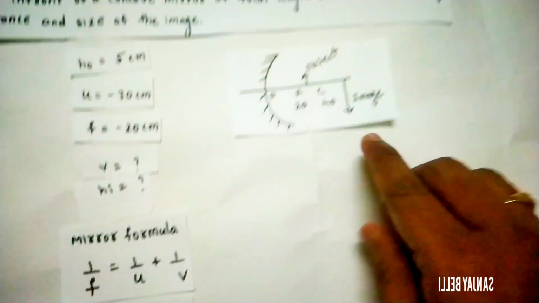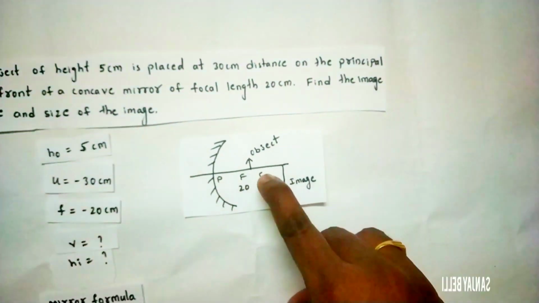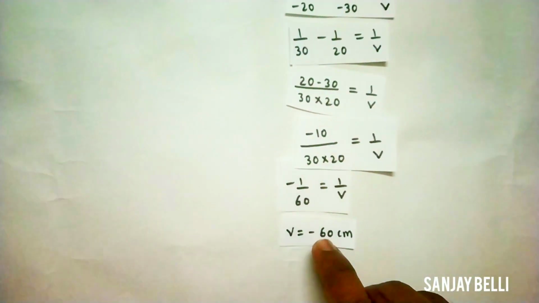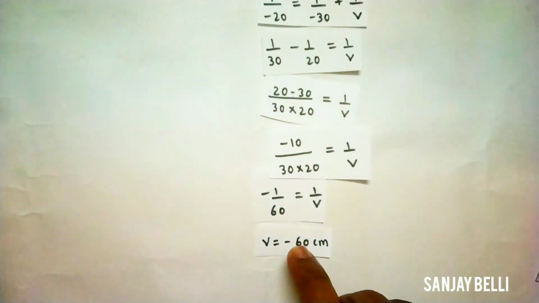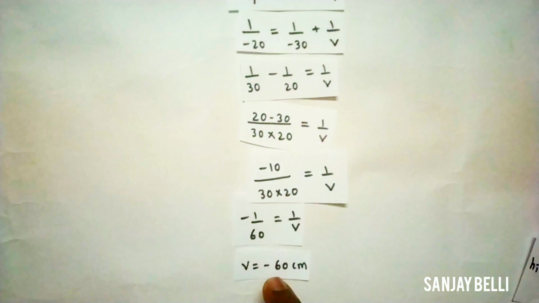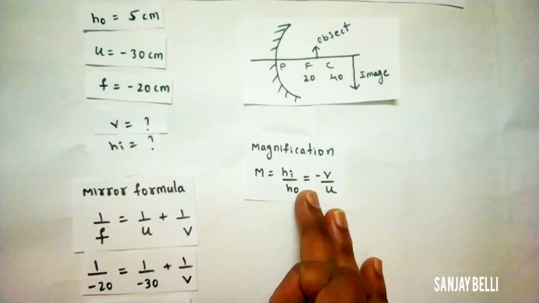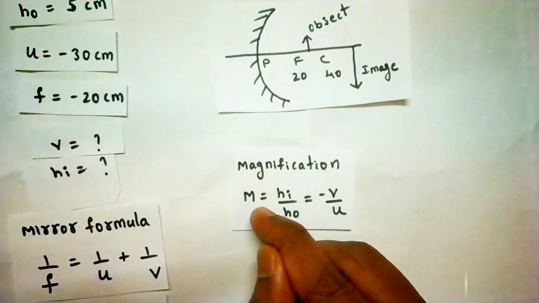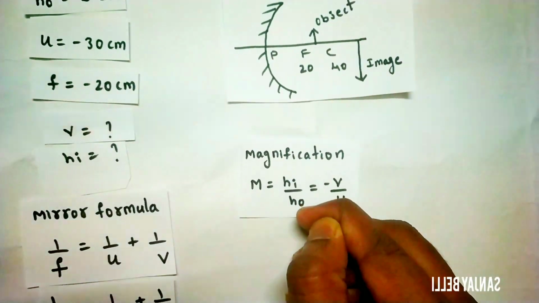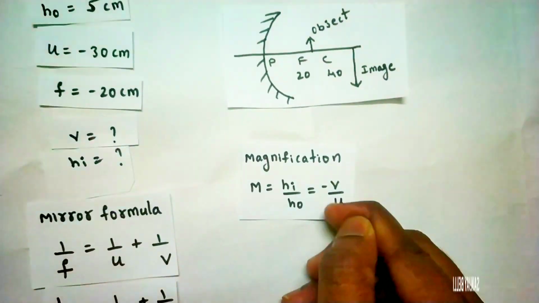I already said your image should be after the center of curvature, so it should be greater than C. So we got greater than C, that is greater than 40, and it should be minus. Now we have to find the magnification. The formula for magnification: m equals hi by h0 equals minus v by u.